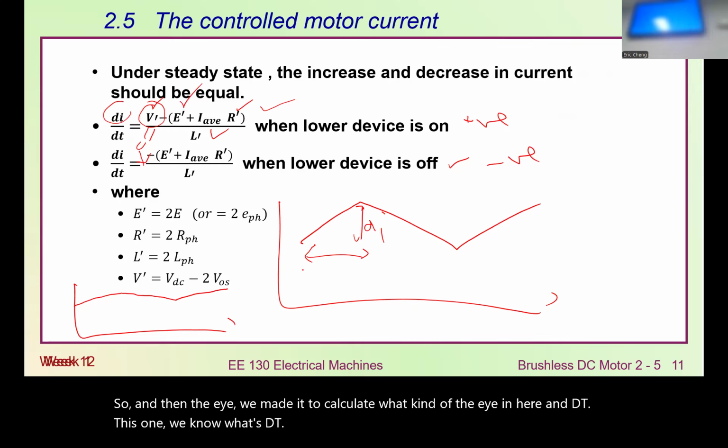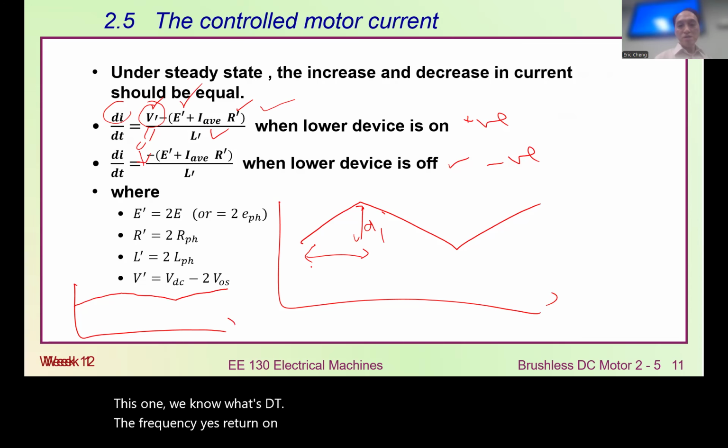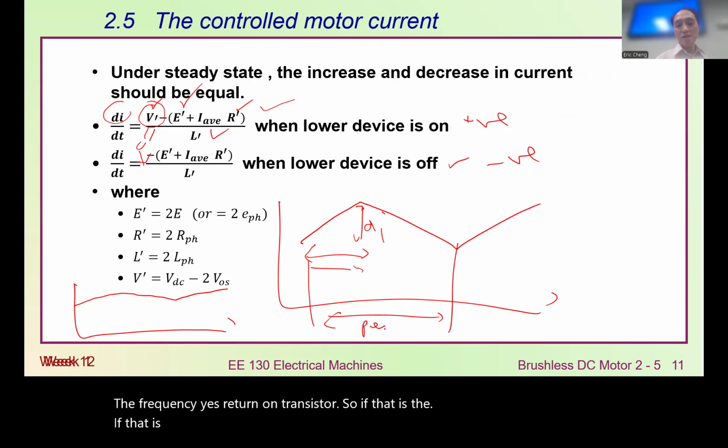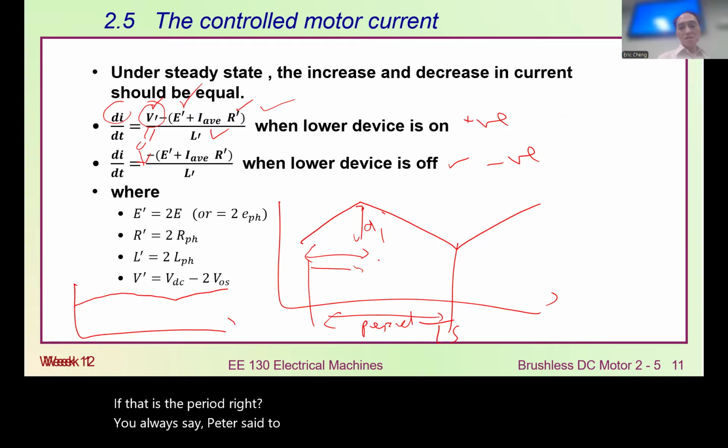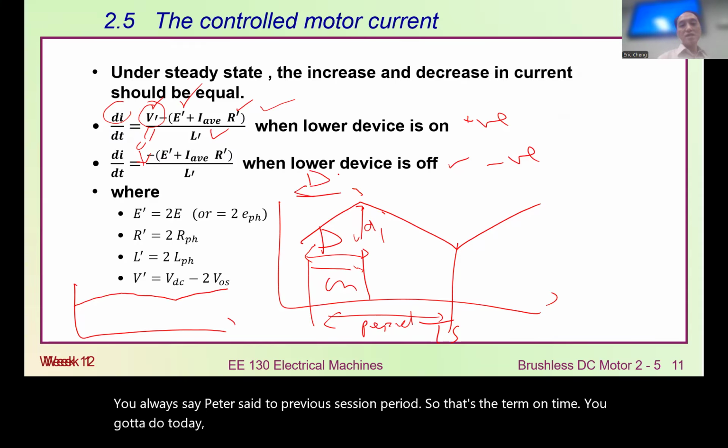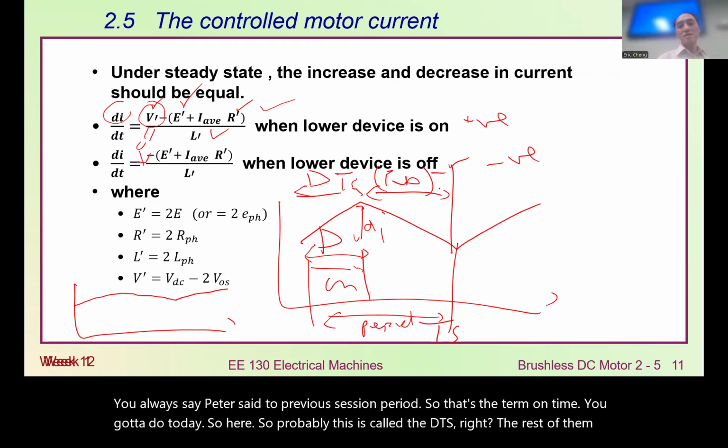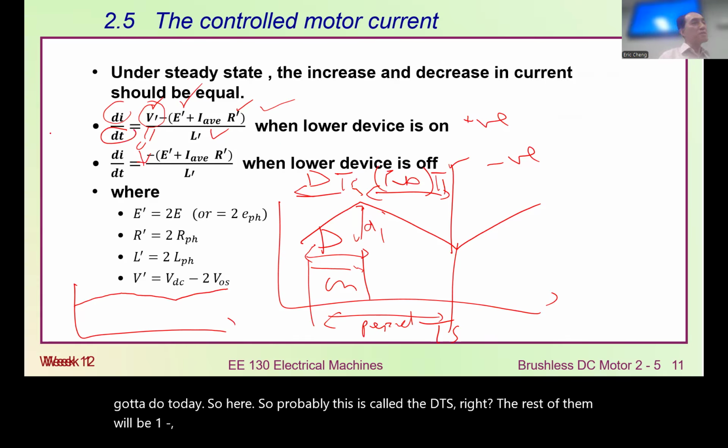Like for the cycle comes the frequency works. Yeah, how we turn on the transistor. So if that is the period, right? You always say period. Say the period is switching period. So that's the turn on time. We got the duty ratio here. So probably this is equal to dTs, right? The rest of them will be 1 minus dTs. So this will be dTs. This will be 1 minus dTs.